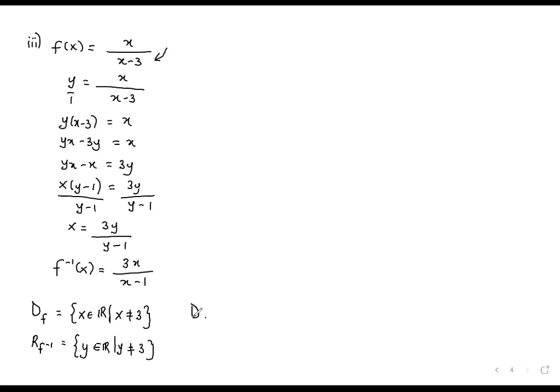Then the domain of the inverse will be x, a real number, such that x is not equal to 1. This means that the range of F will be y, a real number. So no confusions here. Will be y, a real number, such that y is not equal to 1. So I want you to see how the same domain becomes the range by switching the variables.